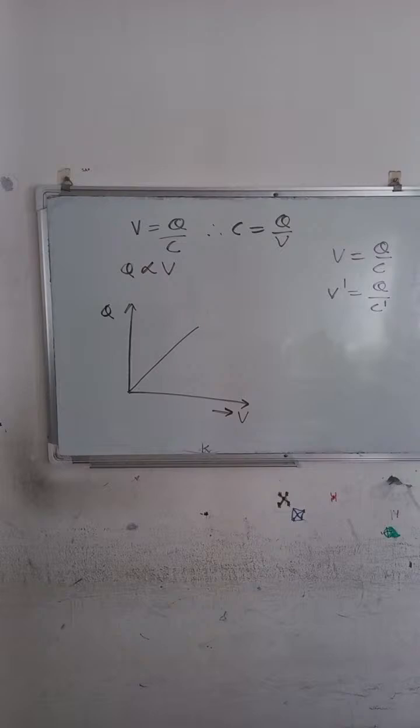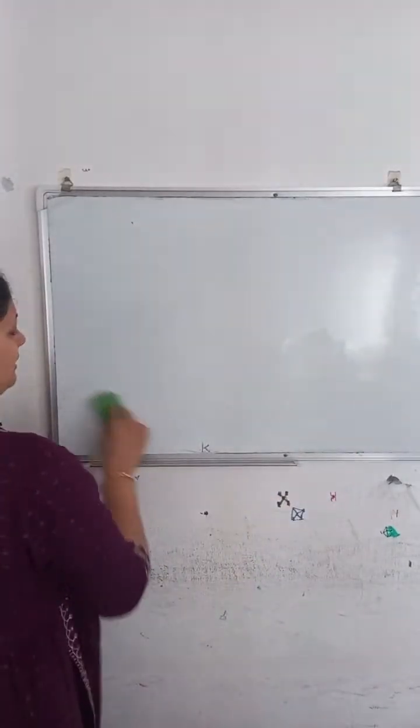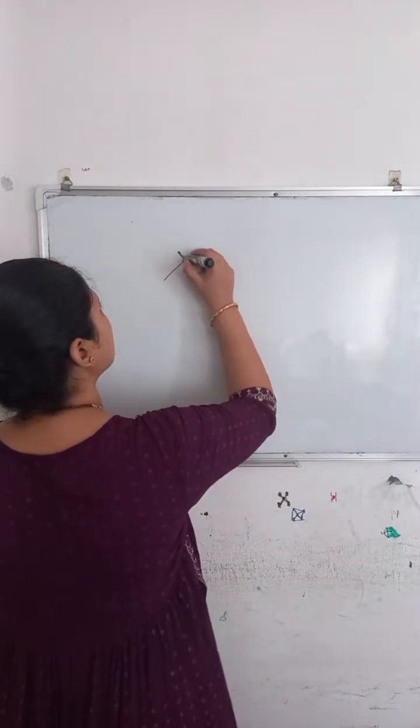Then next write down. Find the total charge stored in the network of capacitors connected between A and B, as shown in figure, and draw this figure.